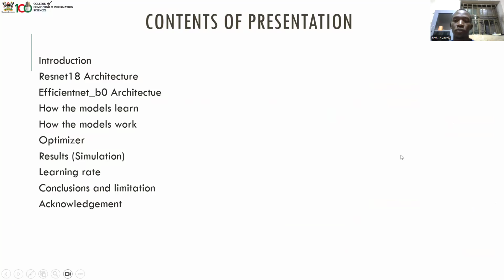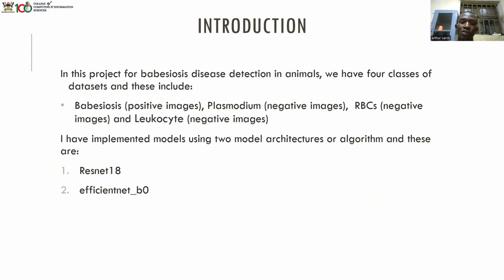So I will start with the content introduction. These are the things that are included in my slides: the introduction, the ResNet 18 architecture, the EfficientNet architecture, how the model works, the optimizer, the results or the simulations, the learning rate, conclusions, and then the limitations faced during the model training, and then the acknowledgement. I'll start with the introduction.